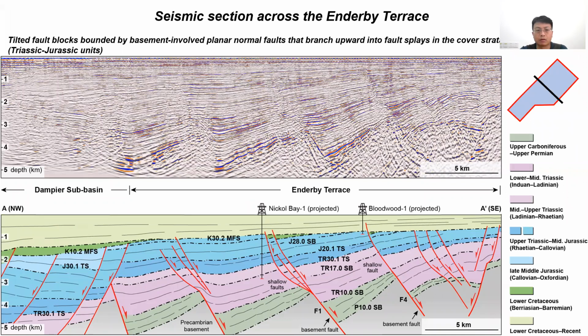So from the cross section, we can see that the Indo terrace is dominated by tilted fault blocks bounded by basement-involved planar faults that branch upward into the cover strata. In particular, at the lower Triassic to mid Triassic level, the fault geometry is concave upward into a complex fault geometry. So our focused area is in the middle of the section.